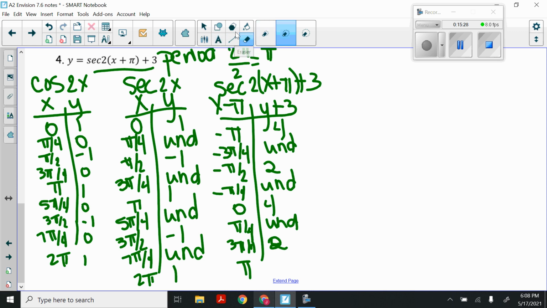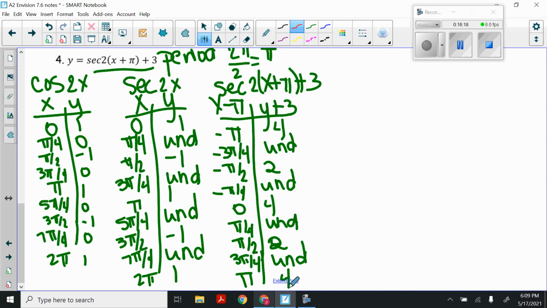So this, I made a mistake on this one, writing this one out, I think. So let's see. So 3 pi over 2 minus pi puts me at pi over 2. 7 pi over 4 minus pi, so that's 3 pi over 4. 2 pi minus pi puts us at pi. There we go. So then this is an undefined. 1 plus 3 puts us at 4.